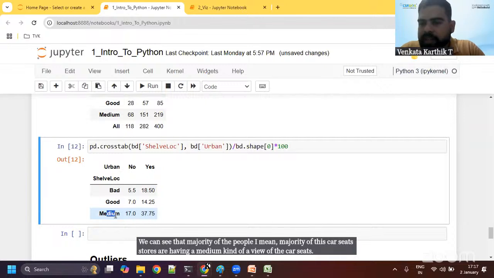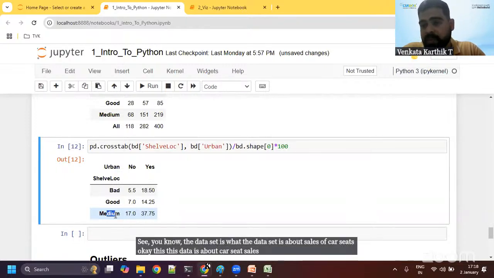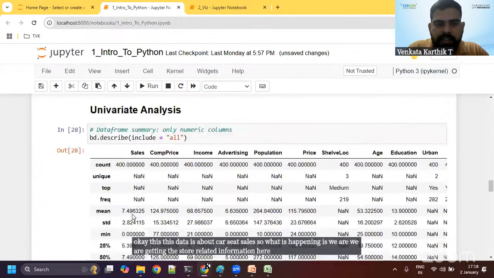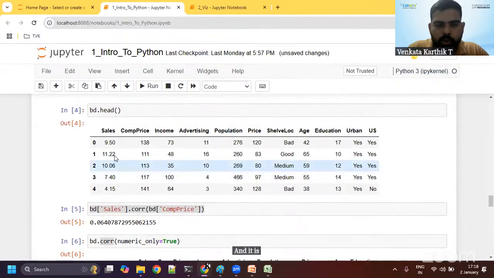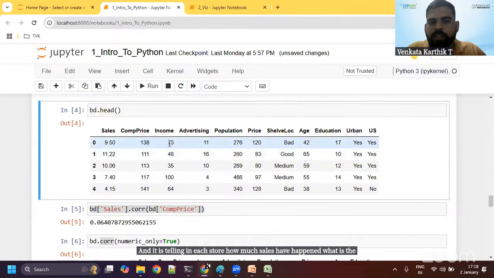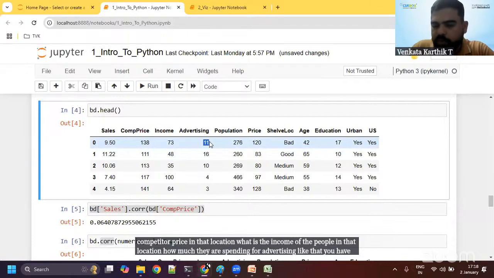See, the data set is about sales of car seats. This data is about car seat sales. We are getting store-related information here, and it tells in each store how much sales have happened, what is the competitor price in that location, what is the income of the people in that location, how much they are spending on advertising. Like that, you have a lot of data.